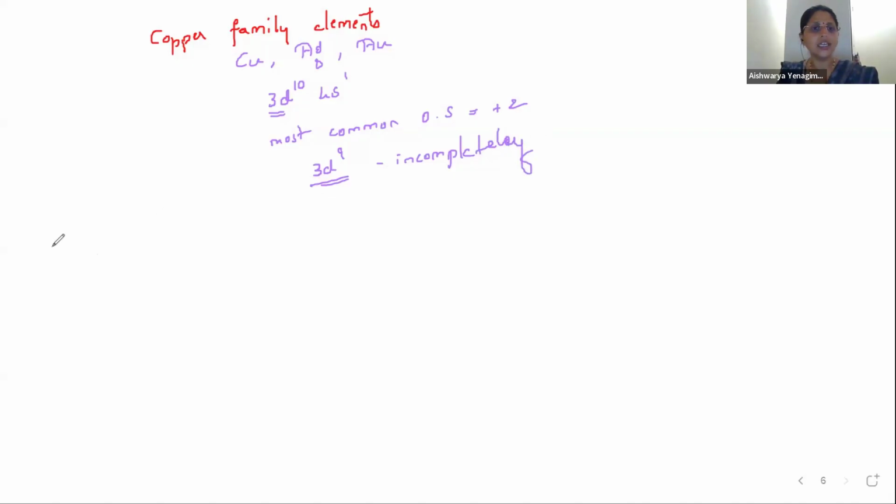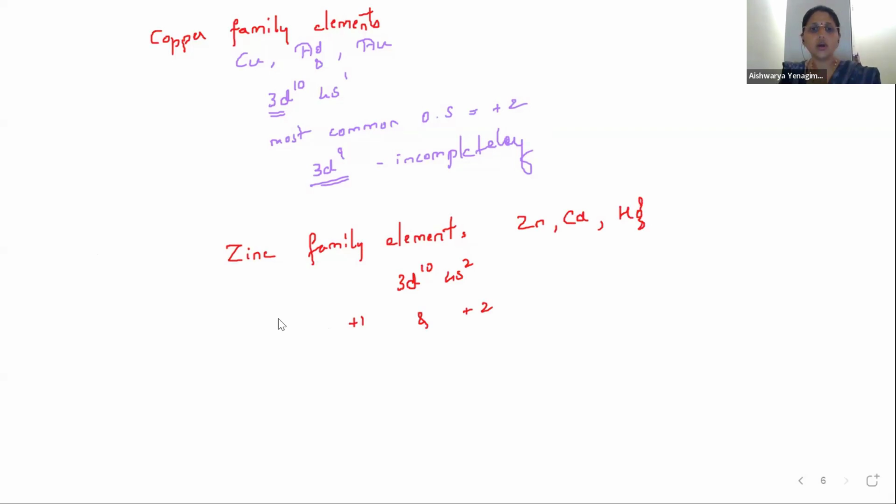But when we see zinc family elements, which are zinc, cadmium, and then mercury, the configuration is 3d10 4s2. Zinc is having +1 and +2 oxidation states, the most common oxidation states. If I take the +1 oxidation state, the configuration comes out to be 3d10 4s1, and for +2 it is 3d10. That means the electrons are being removed from the 4s.